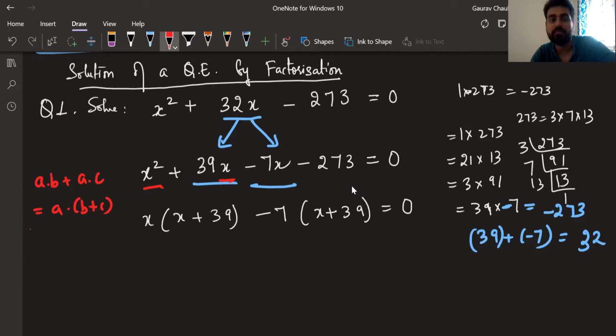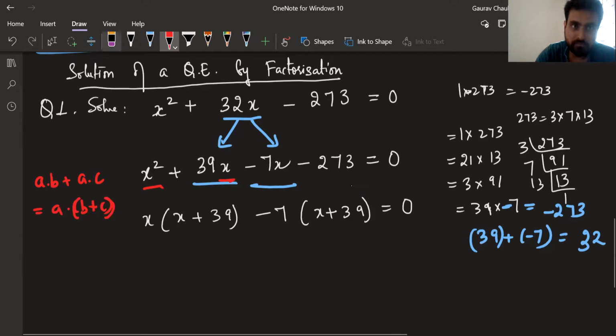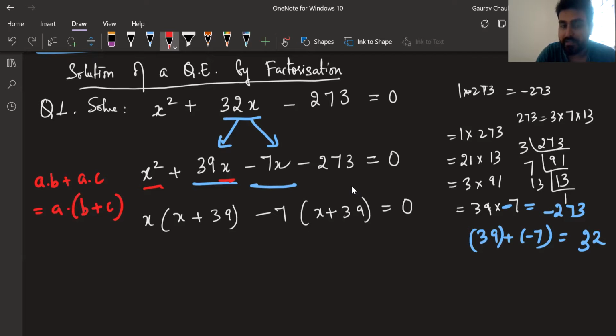Dilruba, are we good with this? Dilruba, are we clear with this or not? Clear, sir. Okay. I am doing the opposite of the distributive property. Instead of distributing, I am undistributing it. Now the important part is here, a and b.